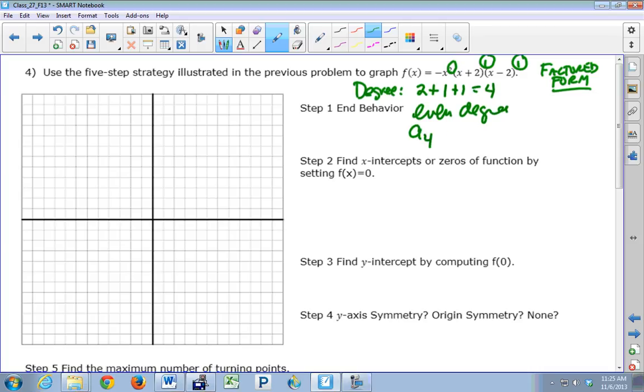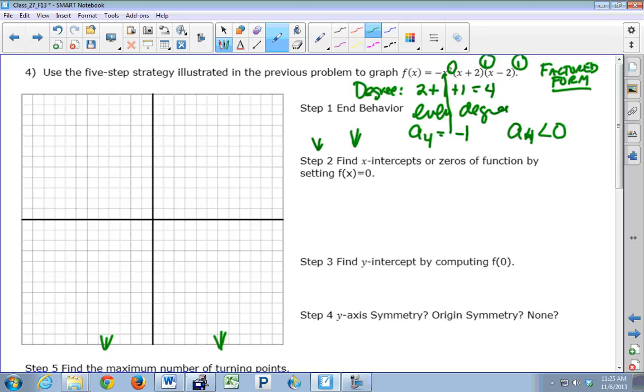A sub 4, which is my leading coefficient, is right there. It's negative 1. So I know my leading coefficient, A sub 4, is negative. That tells me both of my arms are going to be going down towards negative infinity as x approaches positive and negative infinity. So this function is going to fall, drop, drop, drop. All right.